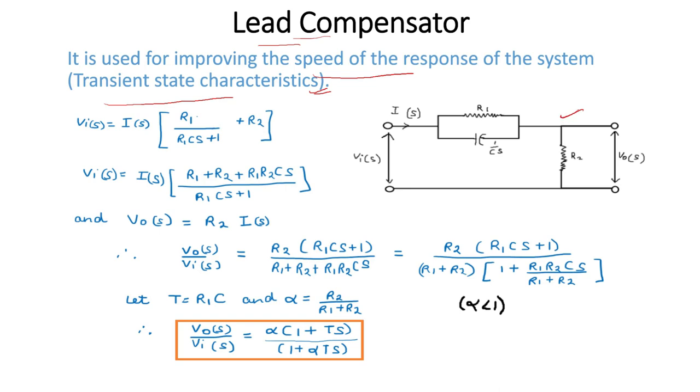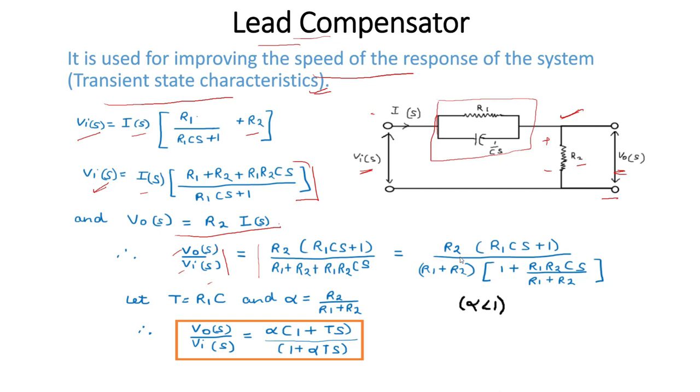This is the basic network of a lead compensator. Here this is your input, this is your output, and current I is flowing. If we calculate Vi, meaning the input, then it is equal to the current times the impedance of this parallel combination plus this R2. So we can write Vi(s) is equal to I(s) into this. And now what is your output? The output is R2 into I(s). So this is your output. And then what is the transfer function? It is the output upon input in S domain. So V0 upon Vi is equal to this.